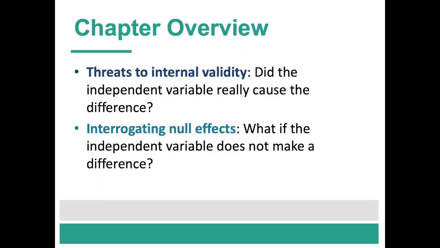So what we're going to be talking about specifically are threats to internal validity, which means threats that make it so we don't really know if the independent variable really caused the difference between groups. We're also going to talk about interrogating null effects. So that is, what if the independent variable does not make a difference? What if there's no differences? What do we do?